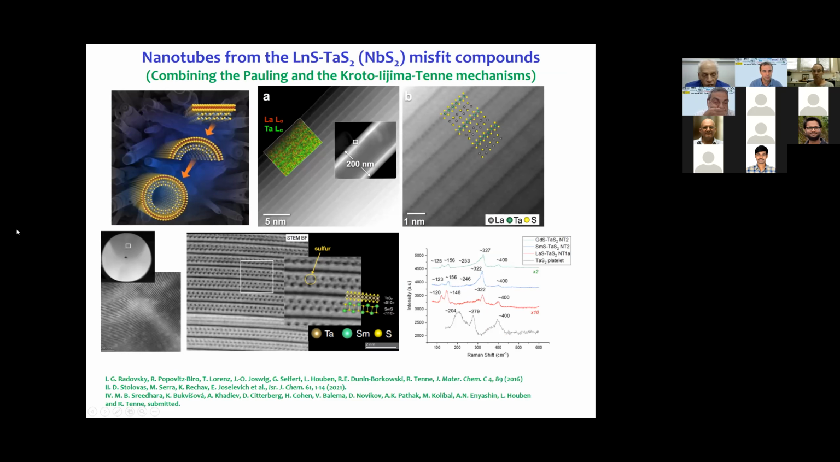And this is a cross section of such a compound, and we can bisect them with a FIB, and you see perfectly the lanthanum atom and the sulfur atom, or in this case a samarium atom, also the tantalum and the sulfur atoms.